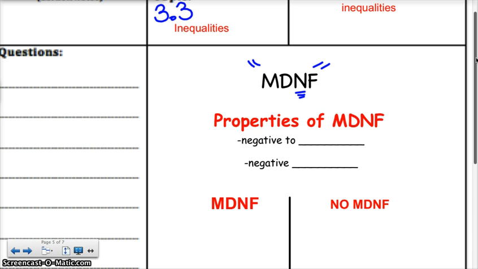I could show you examples. I'm not going to go through it right now in the video. I'll show you after we stop. But it creates a true statement. If you don't MD and F something, it's not going to be true. So again, write it down. It means if you multiply or divide by a negative, you flip the inequality.